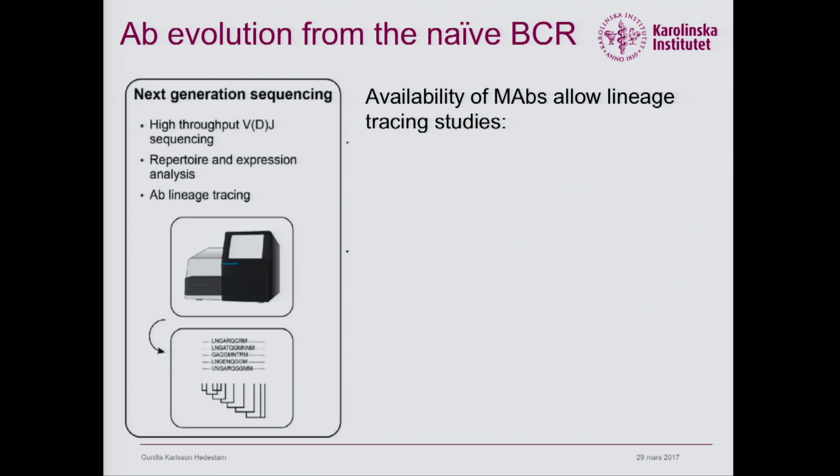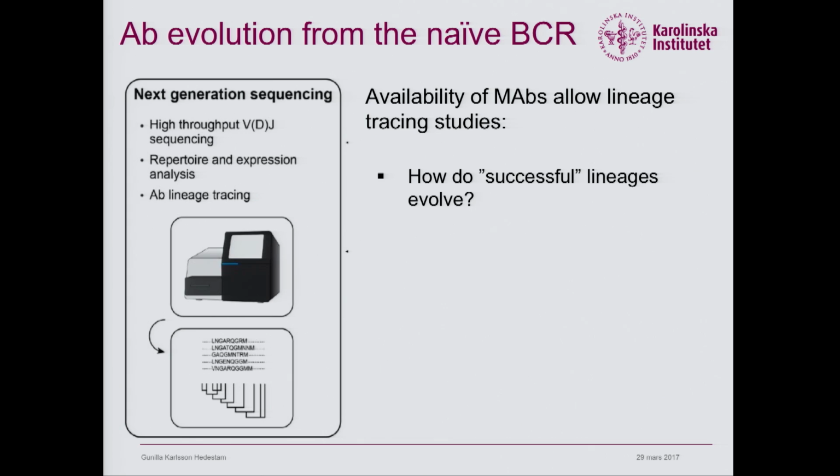Another level of detail can be achieved if we apply next generation sequencing. So this is really to get a more global view of the antibody response to infection or vaccination. And it's really the combination of the two that makes it very powerful. If you combine next generation sequencing with information from your monoclonal antibodies that you have functionally confirmed are specific, then you have a very powerful system.